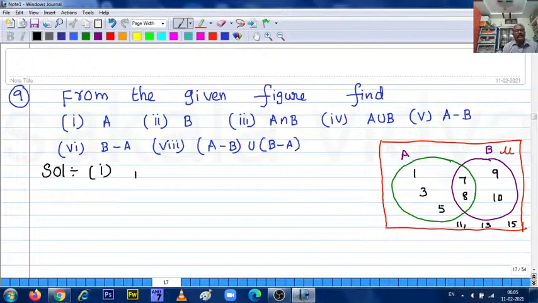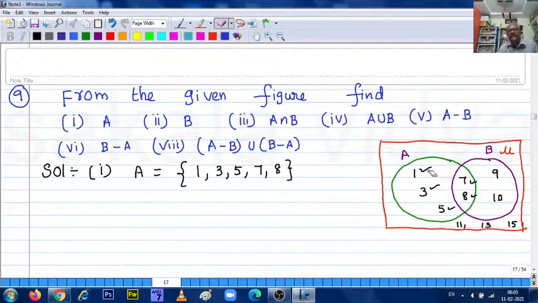So now, very clear, the solution. See how to write the first question. We need to write A. A equals just the green circle. Green circle means 1, 3, 5, 7, 8. So we need to write 1, 3, 5, 7, 8. That is called A.